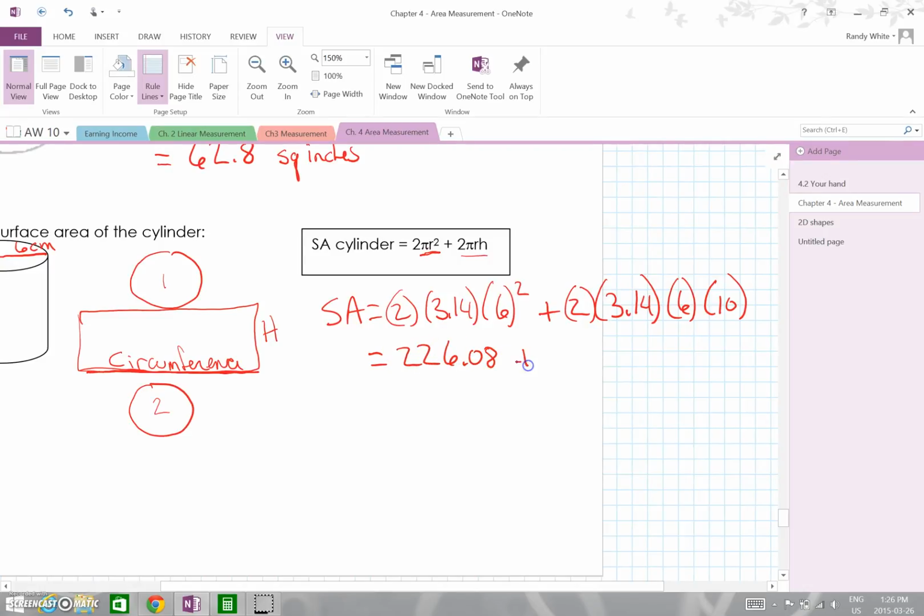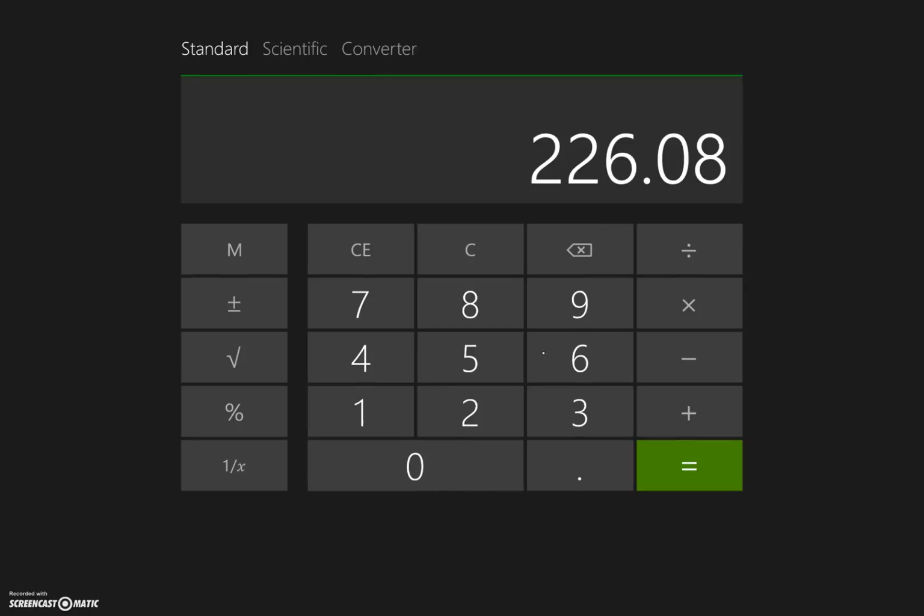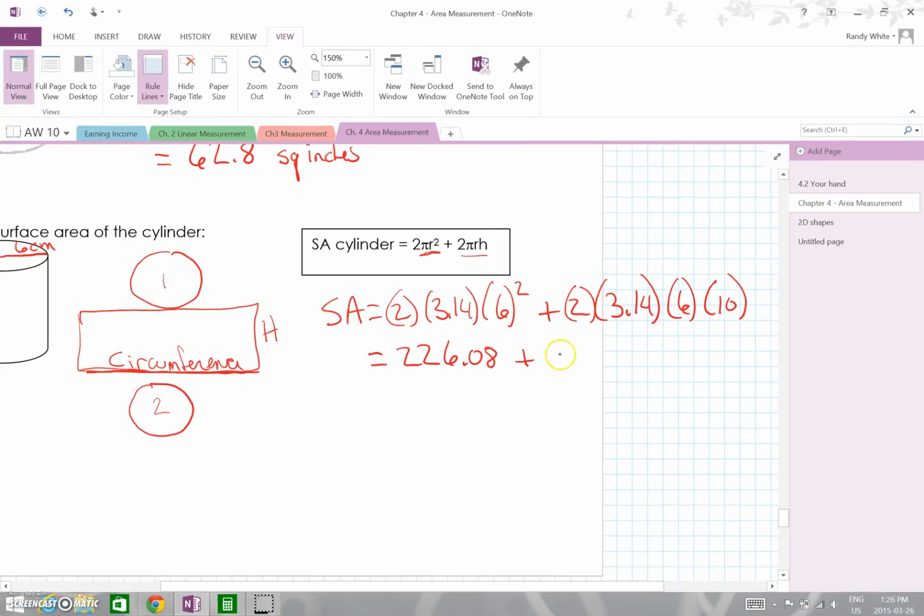226.08. Then we want to figure out what the area of the label is. So that is 10 times 6 times 3.14 times 2. So the area of the label is 376.8. And so then we add those together. So then we get 0.88, 2 carry 1, 10 carry 1. So it's going to be 602.88 centimeters squared.